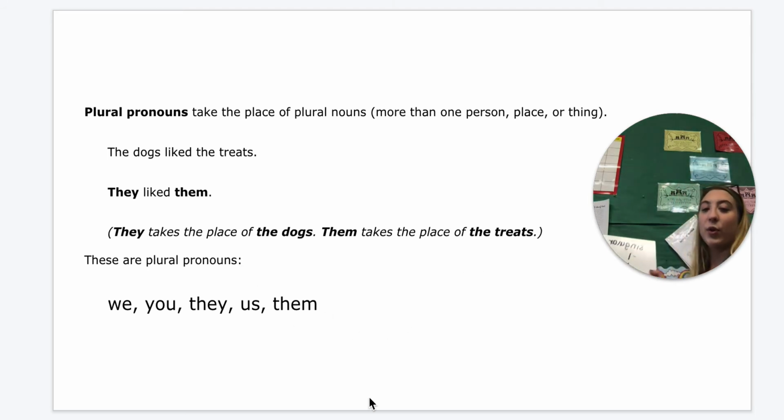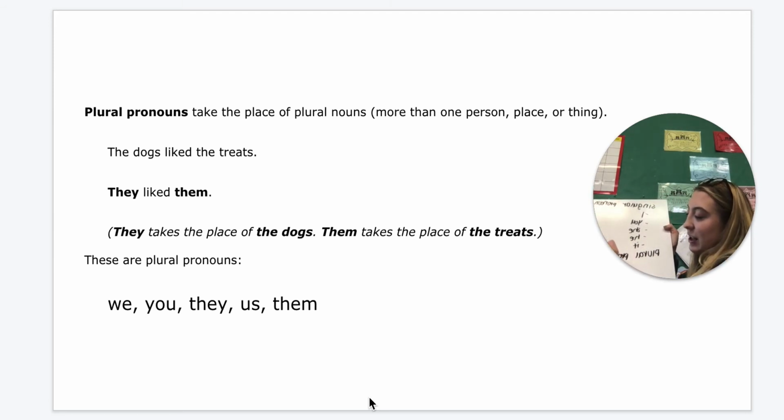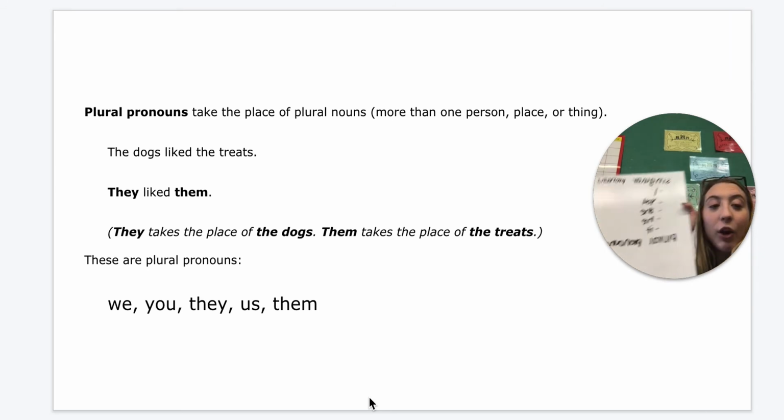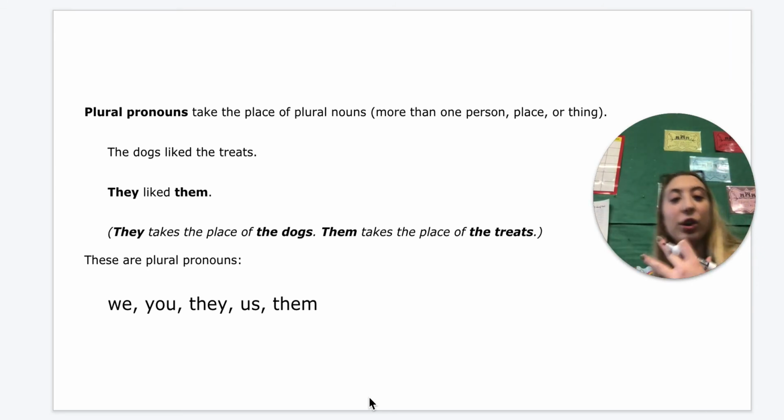So again, now that I'm going over my plural pronouns, I'm going to write plural pronouns and continue to write them down. So when I go back for my homework, I'm able to look back at my notes. So let's go through some examples.